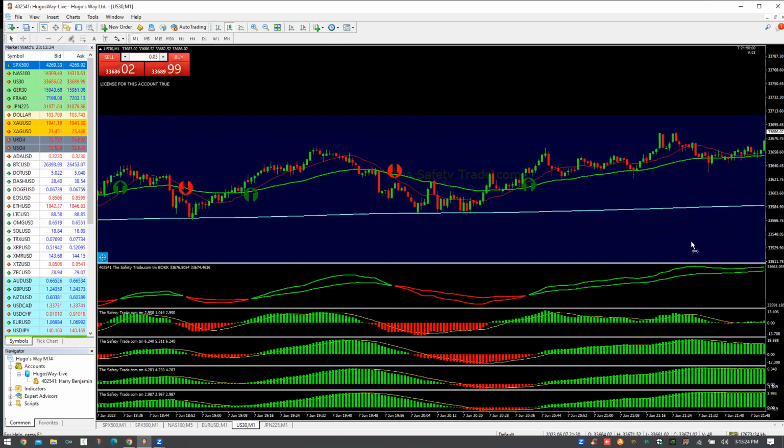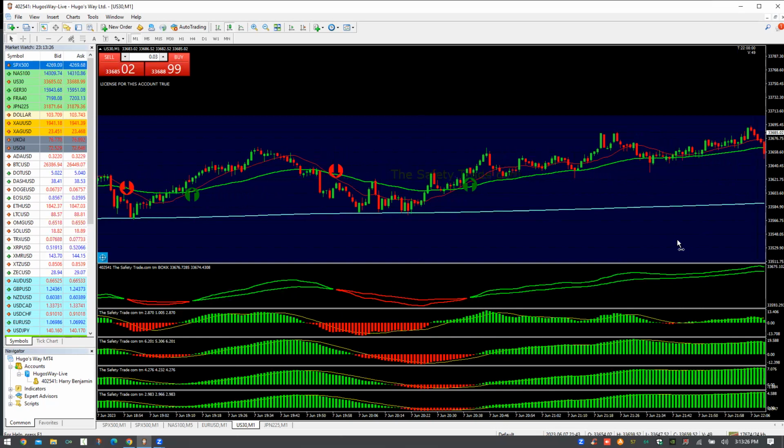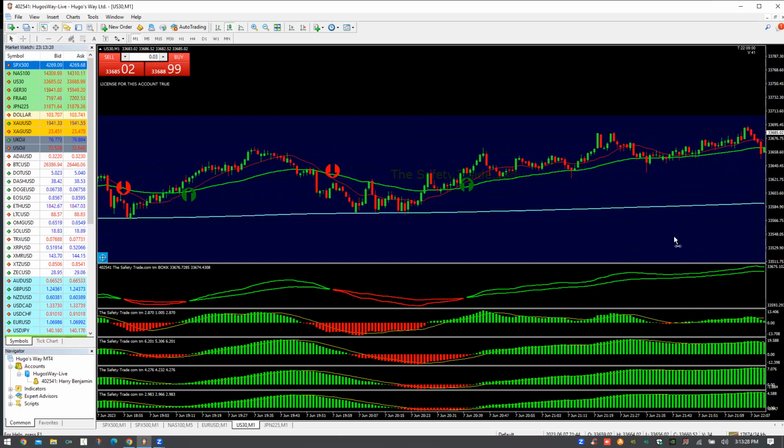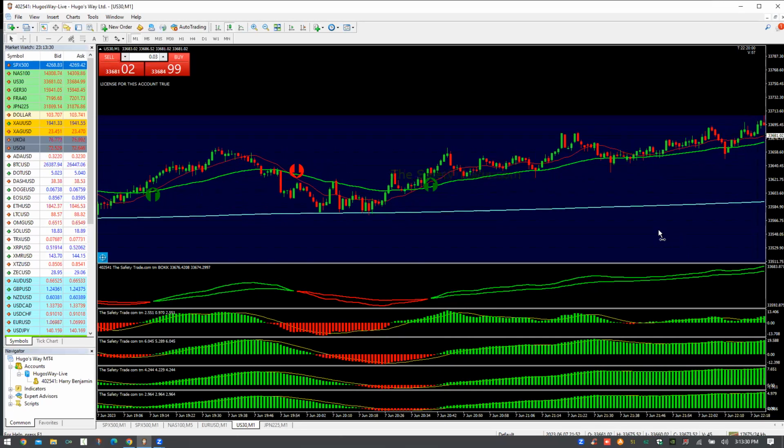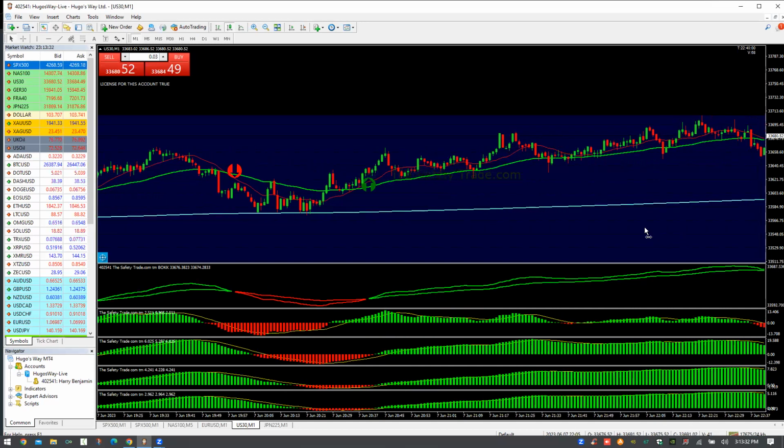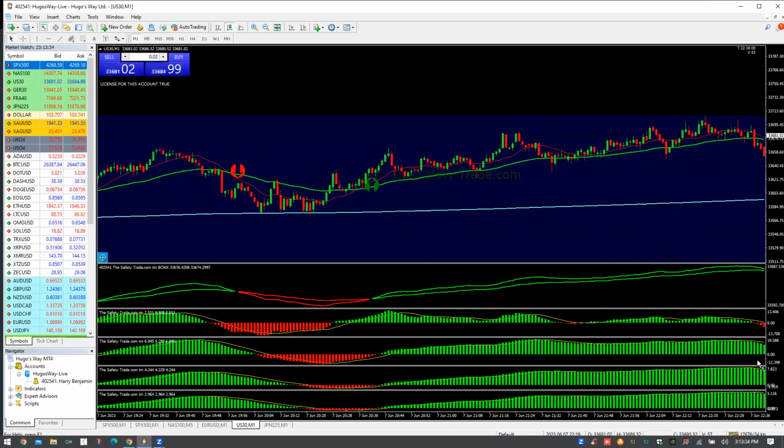So it turned green again, everything was green, waiting for it to turn red. Let's see if it turns red. Did it turn red? Confirm with me, someone, if the 4th level turned red. Yep. All right, great.